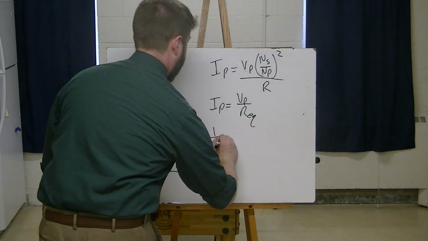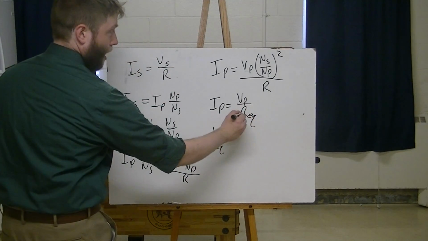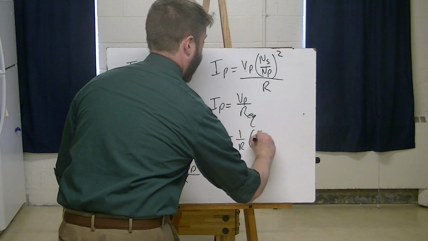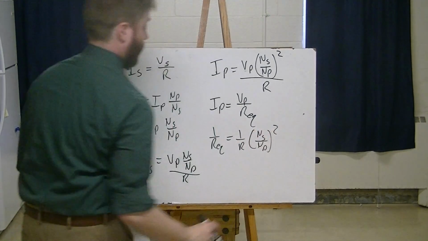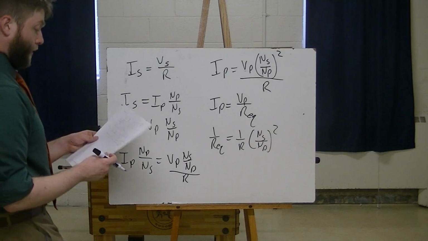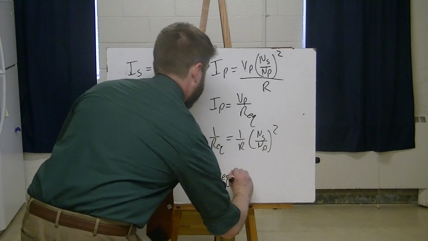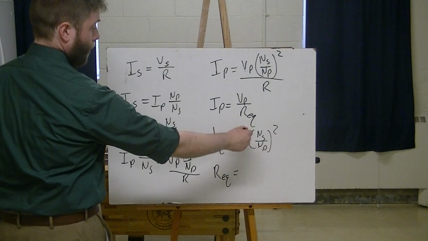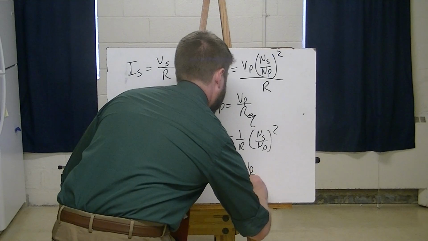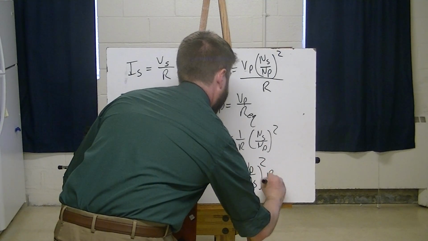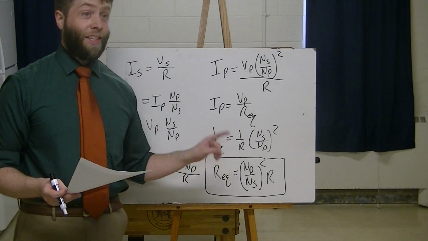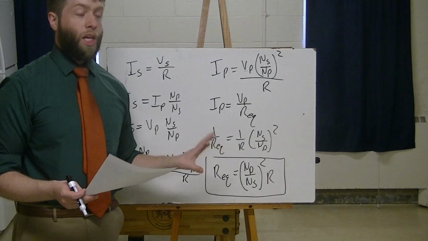So I can say that 1 over REQ is equal to 1 over R multiplied by NS over NP, the quantity squared. So when I solve for that equivalent resistance, bring REQ over here, bring R over here, and then flip this, and you're going to have NP over NS, the quantity squared, multiplied by the resistance. So this is the equivalent resistance that the AC generator sees, okay? So keep that in mind.